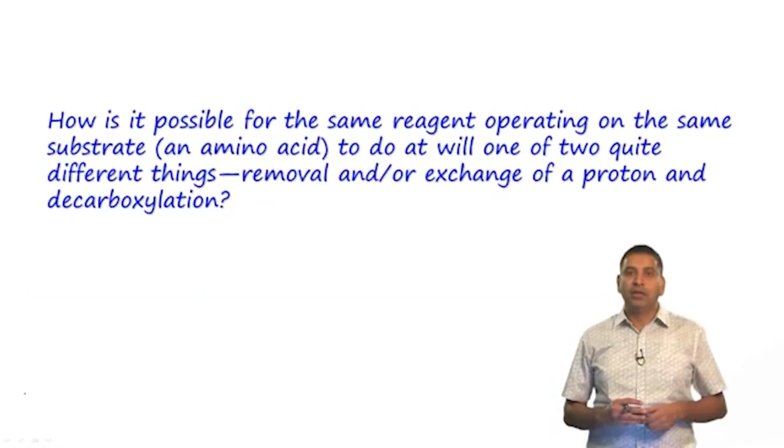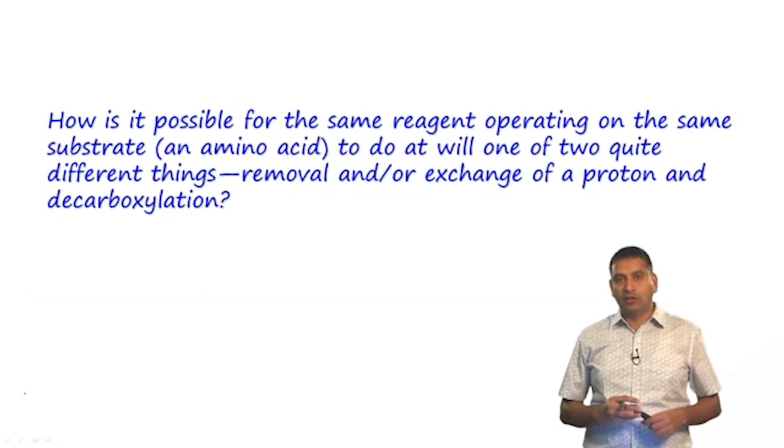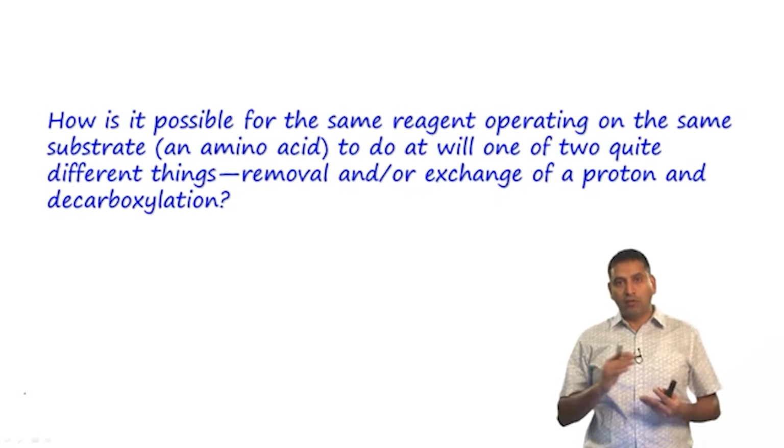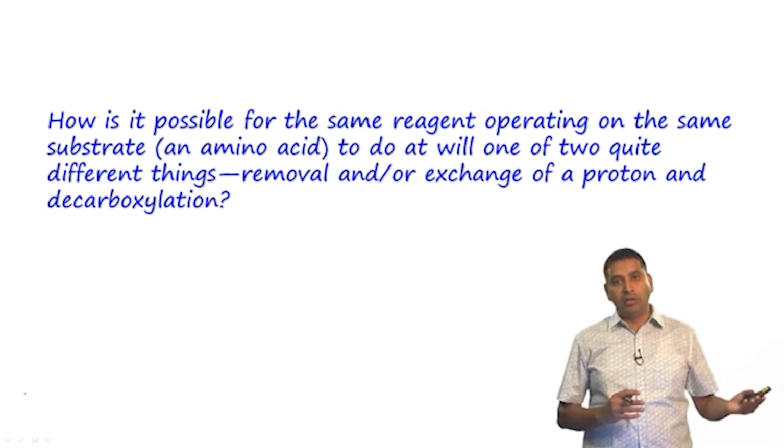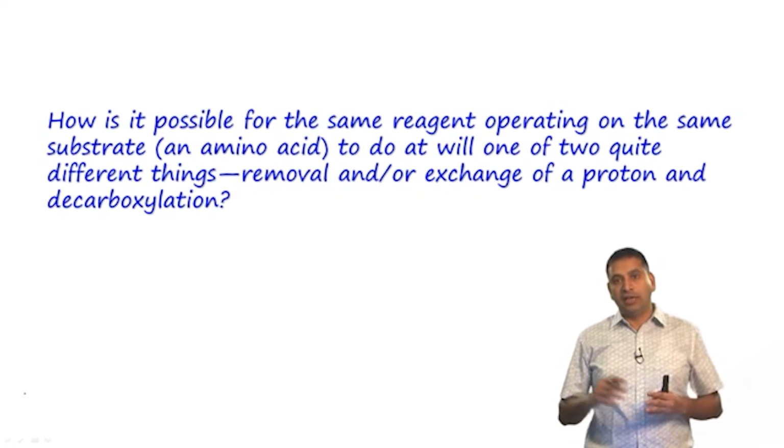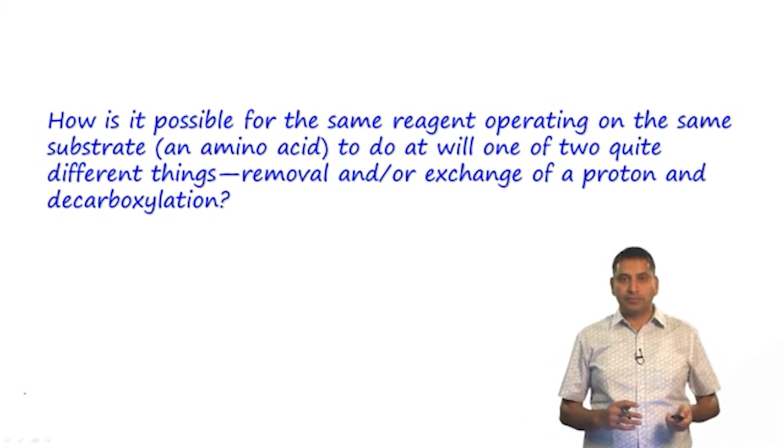If the top face undergoes protonation, you end up with this unnatural amino acid as shown here, and if the bottom face undergoes protonation followed by imine hydrolysis, you actually end up with the natural amino acid as shown here. So, how is it possible for the same reagent operating on the same substrate, that is an amino acid, to do at will one of two quite different things, that is, one is removal of a proton and another one is decarboxylation?